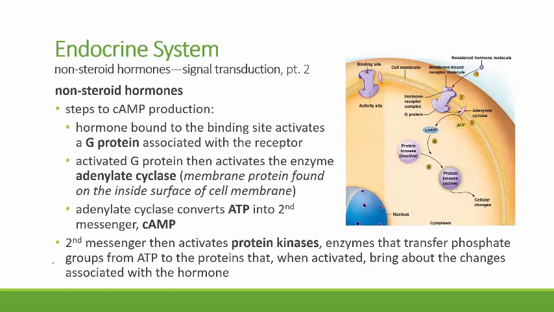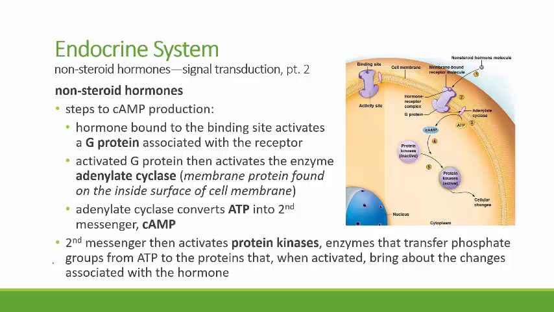So again, the G protein has to be activated in order for us to be able to get things started. So when the activity site is activated, the G protein becomes activated. The activated G protein then gets the adenylate cyclase all excited and working to make ATP into cAMP. And then cAMP, our yippy yappy dog, runs around inside the cell, activating protein kinases.